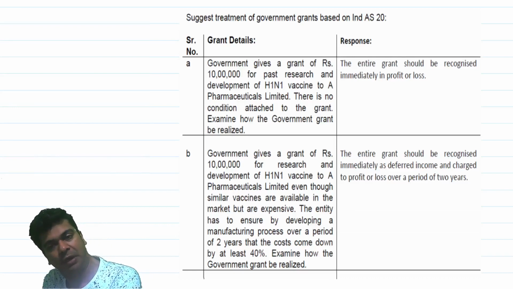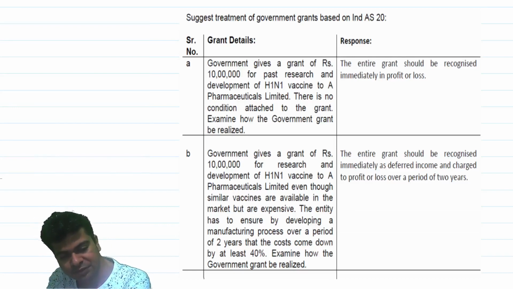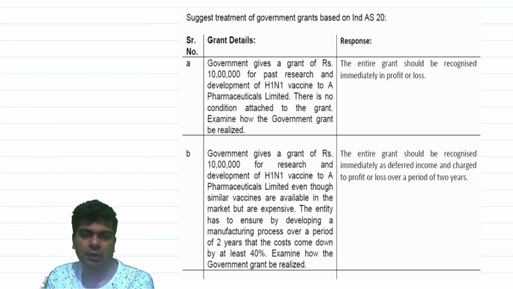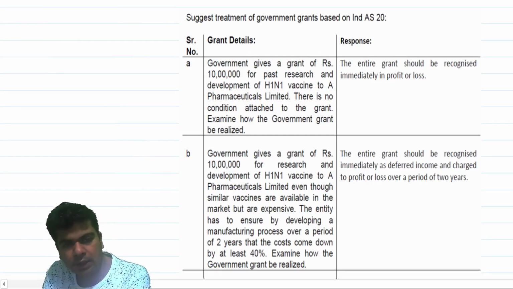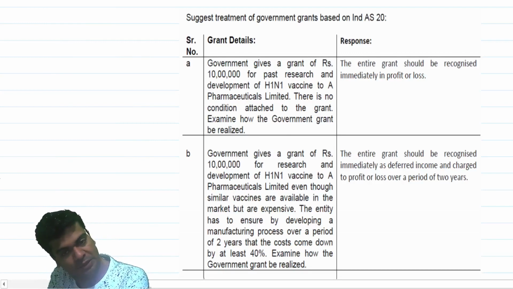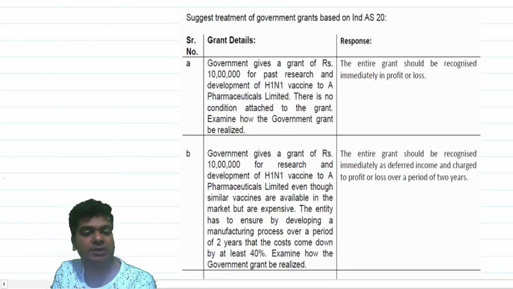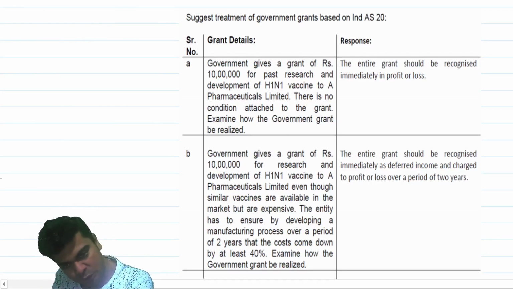Suggest treatment of government grants based on Ind AS 20. In A, they are saying that government gives a grant of rupees 10 lakhs for past research and development of H1N1 vaccine to A Pharmaceuticals Limited. There is no condition attached to the grant. Examine how the government grant be realized.